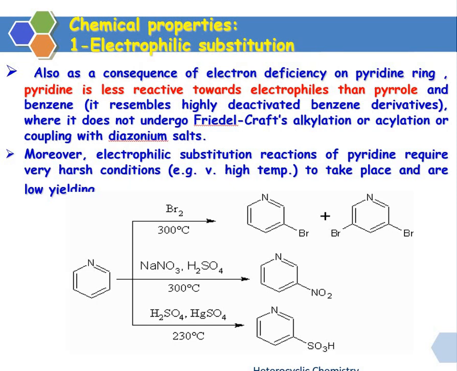Pyridine is less reactive toward electrophiles than pyrrole. So, you can see the formation of monobromo and dibromopyridine, the formation of nitropyridine, and the formation of pyridine sulfonic acid.